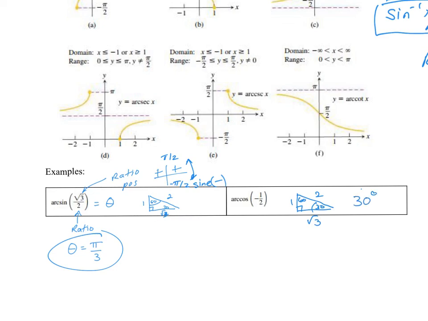Now, notice the ratio of sides here is negative. Ordinarily, cosine is negative in quadrants 2 and 3. Cosine is positive in quadrants 1 and 4. So I must be talking about either quadrant 2 or quadrant 3.